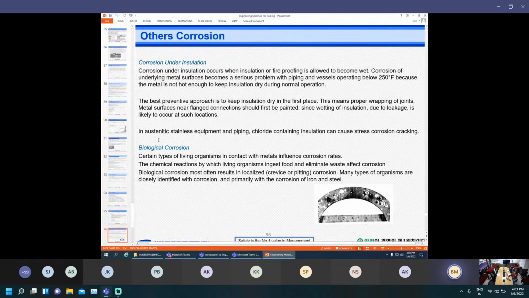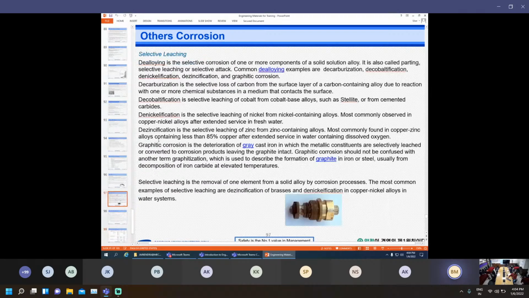Another corrosion is corrosion under insulation. I told you about corrosion under insulation. If you are applying insulation on the material without painting, corrosion will be there because of the moisture present on the surface of the material. Biological corrosion is due to certain living organisms in contact with the metal, which increases the corrosion rate. So this is called biological corrosion. In the offshore, in the sea, this is very important.